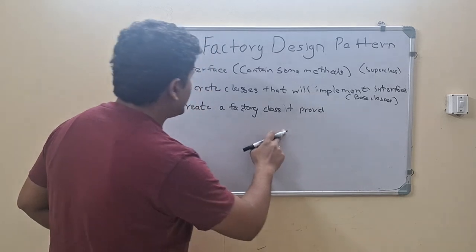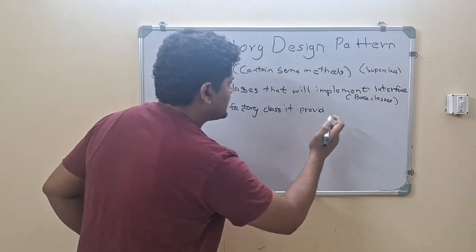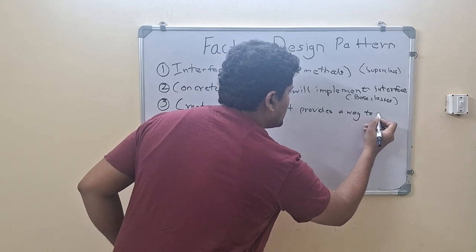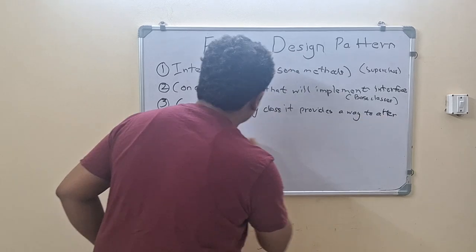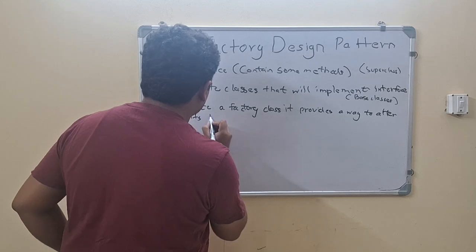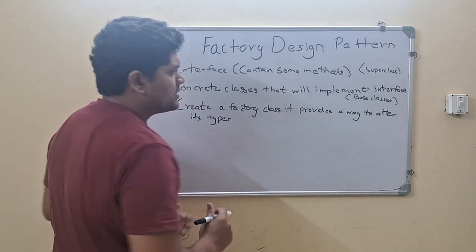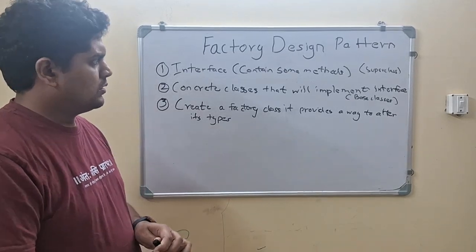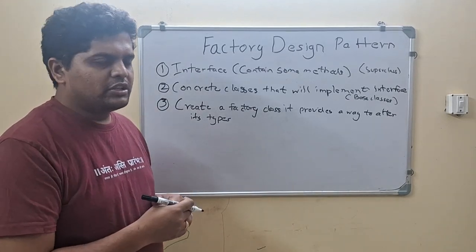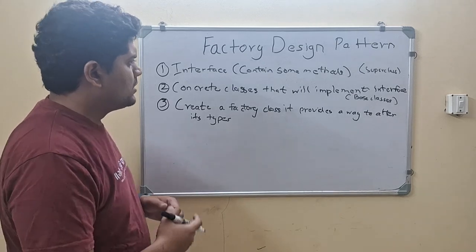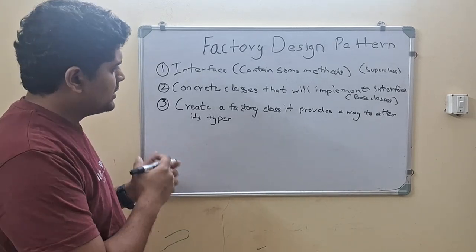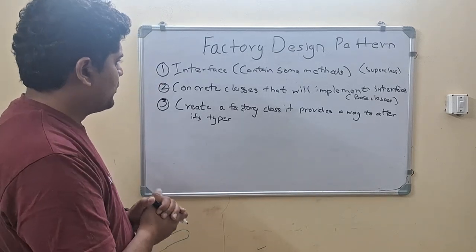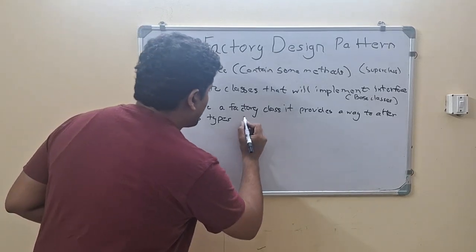And this factory method actually provides a factory class. It provides a way to alter its type. You can pass a string to it, or any kind of condition, according to which you can alter its type and create multiple objects of that class or instance. That is an important point.